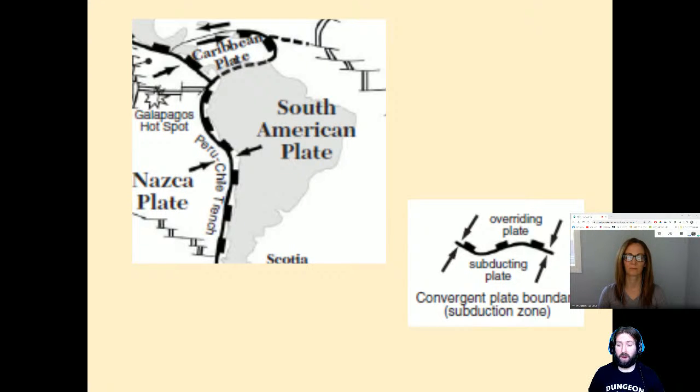So again, the overriding plate is the one that stays on top, that does not go underneath, and that one has the rectangles on that side. Right, that's always your key and how to remember that.